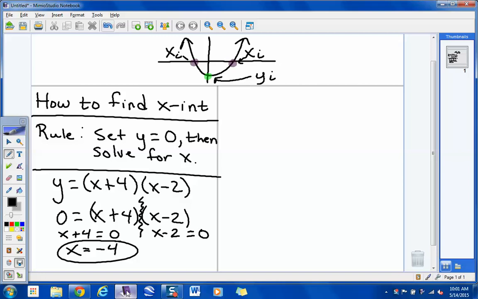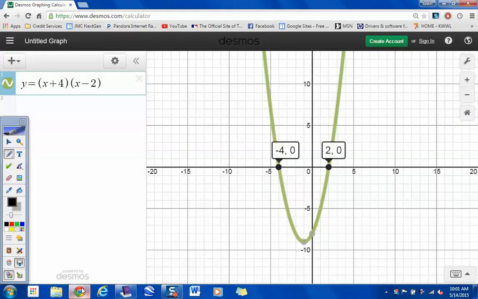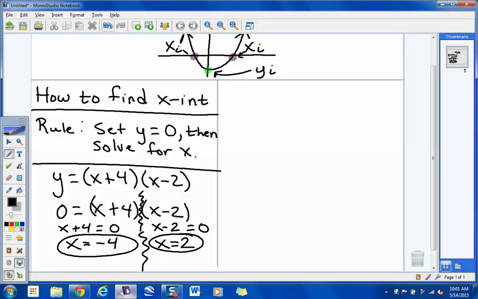On the second part, how am I going to solve that x minus 2 equals 0? What are your steps? Add 2. And my solution for x will be what? 2. Are you really serious about that? Yes, I am. Wasn't 2 the other x-intercept? Yes.